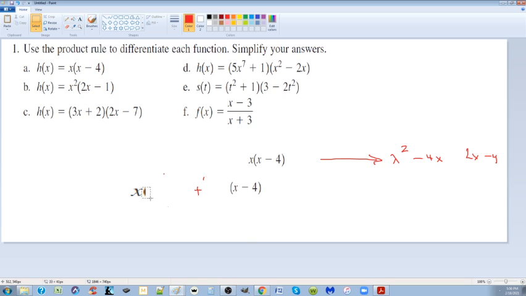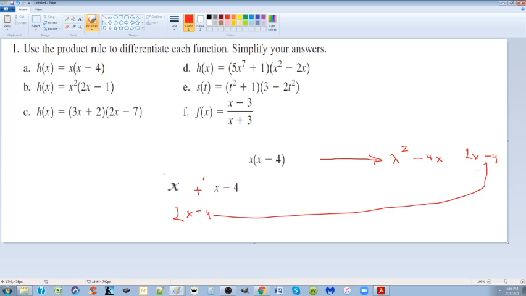So clearly they've given you a simple one. So then I'm left with x plus x minus 4, which is 2x minus 4, which is the same as the expanded version.